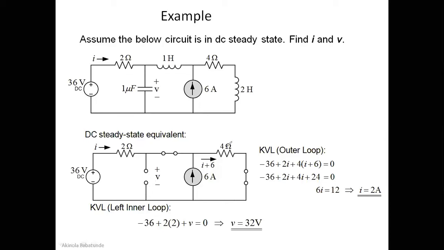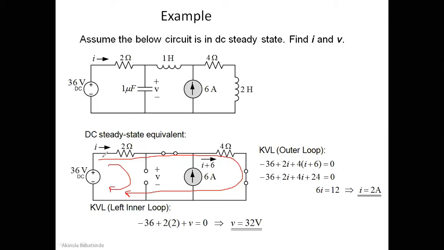So if you apply KVL to the loops, this is one of the loops we have, and this is another loop. This is the outer loop, and this is the inner loop. For this outer loop, if you carry out KVL, you have minus 36, as you can see, because we are traversing from negative to positive.